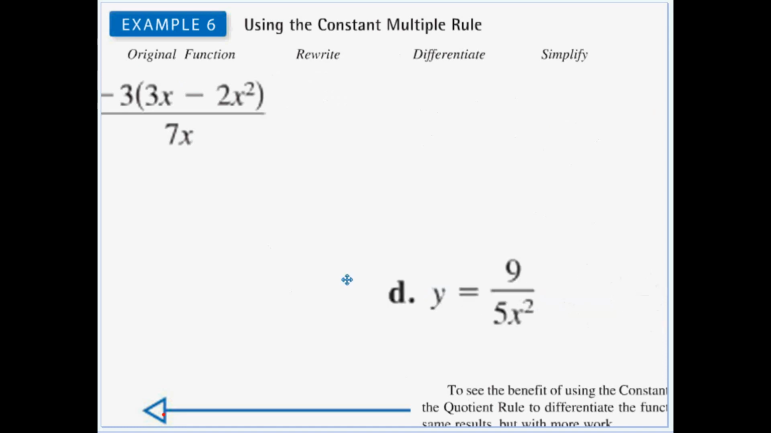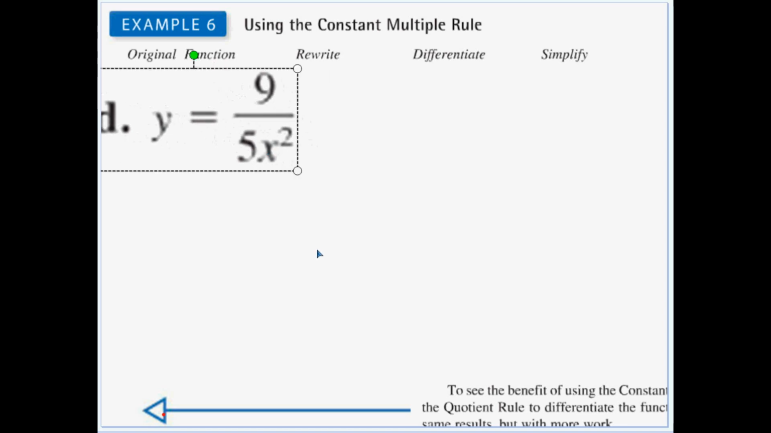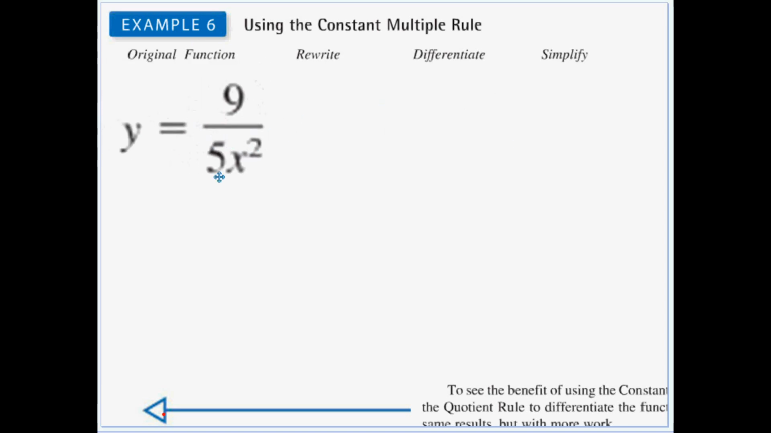Letter D. Now this one, it's kind of similar to the other one, but now the x squared is distinctly in the denominator. Now for the rewrite, we can move that denominator out of there. We're just going to move it up where it's going to change sign to a negative exponent.